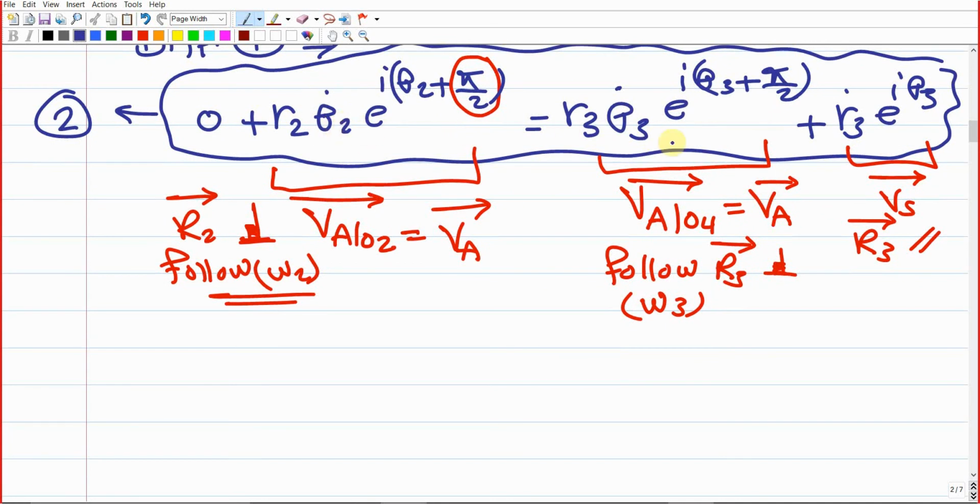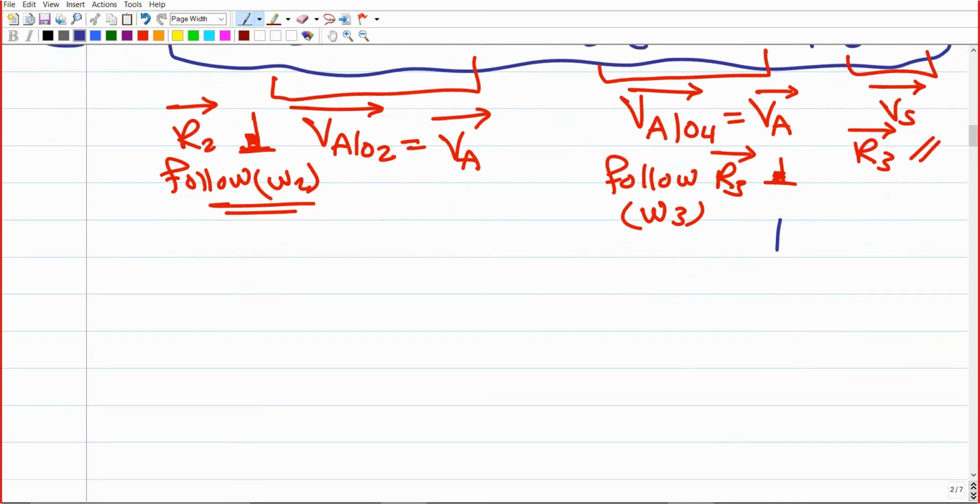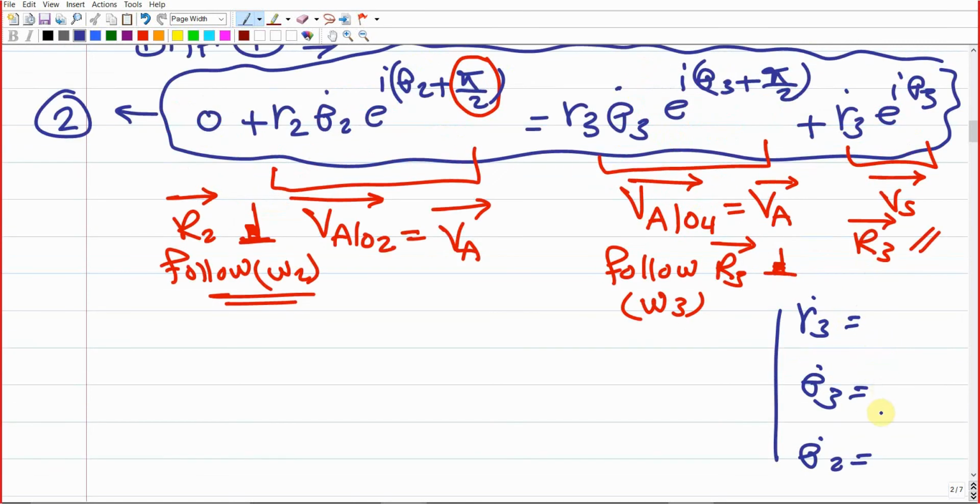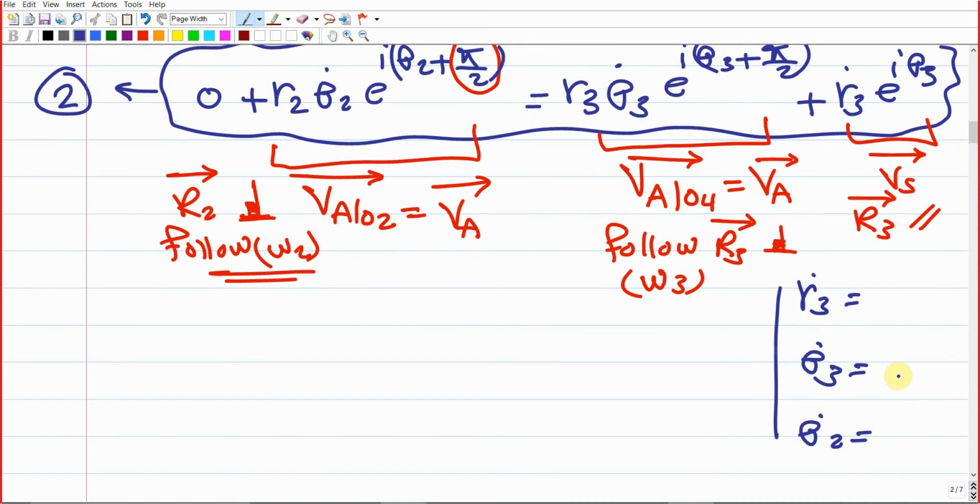We do have three terms that include a dot, which are the R3 dot, and we do have theta 3 dot in addition to theta 2 dot. Which one of these three should be given? At least one should be given, and you can solve this equation for only two unknowns. It means that at least I should have one of these three.